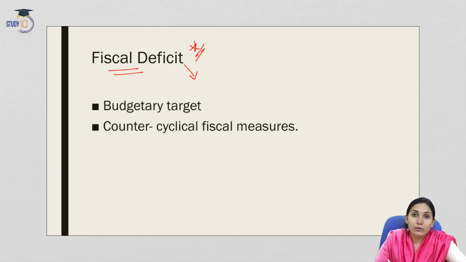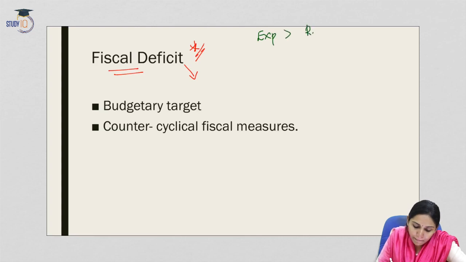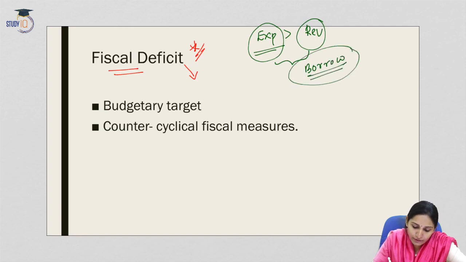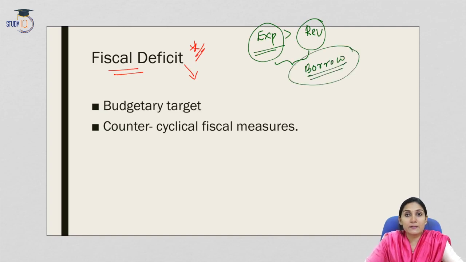Now fiscal deficit is basically the excess of budgetary expenditure over the revenue of the government. So when the expenditure of the government increases over its revenue, the government will have to borrow money in order to meet this deficit. So these borrowings are called fiscal deficit. Fiscal deficit is basically the amount of money that needs to be borrowed by the government in order to meet its deficit. The RBI governor made it very clear that he is not concerned about the fiscal deficit at this point of time.